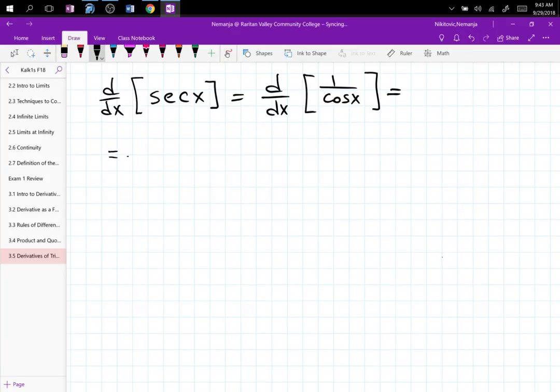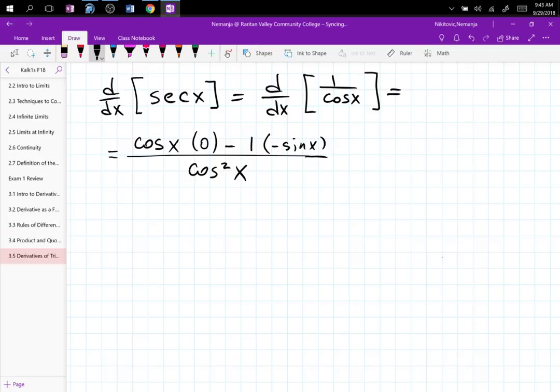So again, take the denominator, square it. That's going to be cosine squared x. Then write the cosine x. Derivative of 1 is 0. Minus copy 1. And derivative of cosine is negative sine x. The first term, cosine times 0, is 0. Negative times negative is positive. I get sine x divided by cosine squared x.